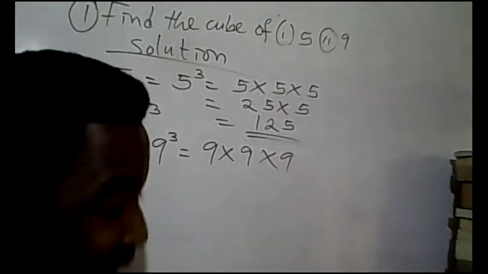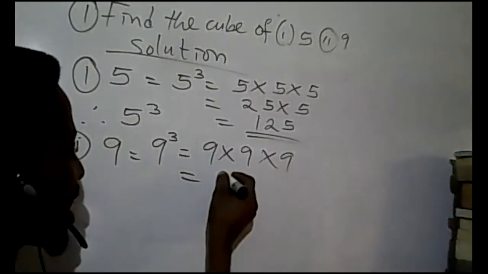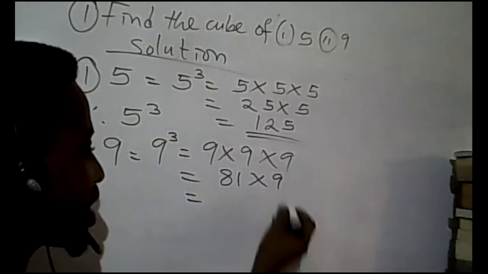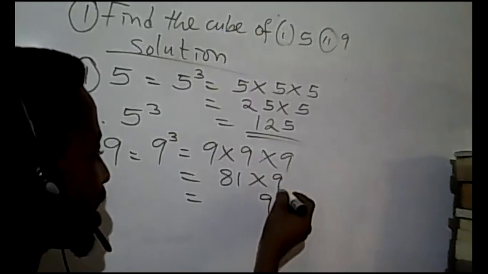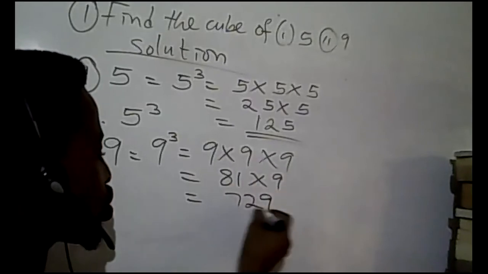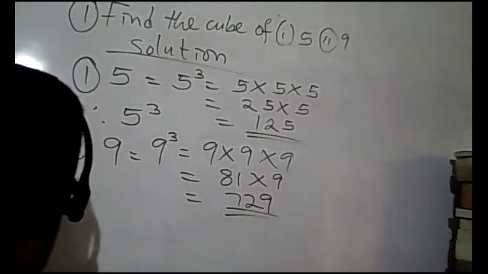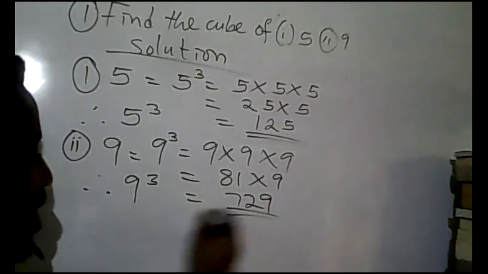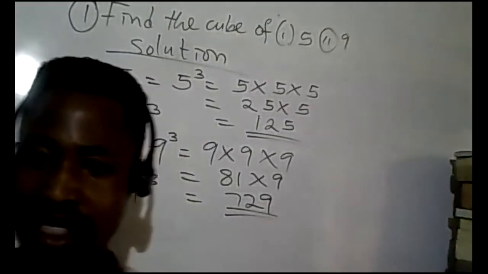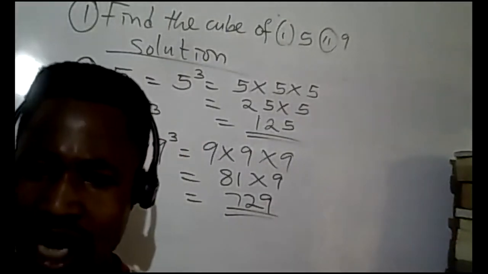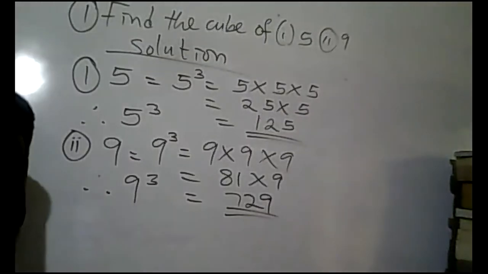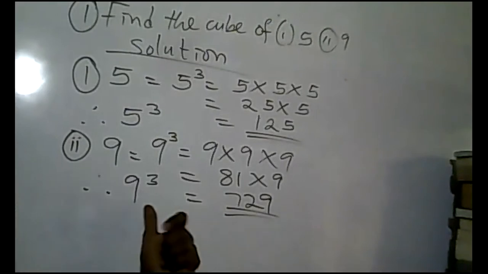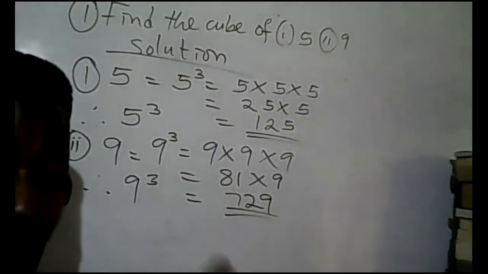Now, what is 9 times 9? 9 times 9 is 81. 81 times 9 is what? 9 times 1, 9. 9 times 8, that is 72. And that gives you what? 729. Therefore, the cube of 9 is 729. Is that clear? Is that simple? Are you getting it now? It is that simple. If I can do it, you can even do much more. So that is how you find cube of numbers.